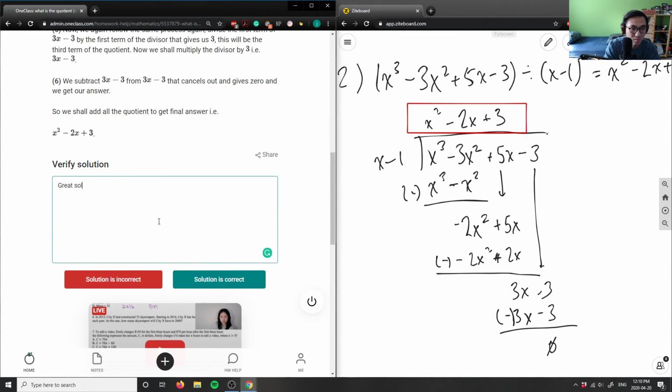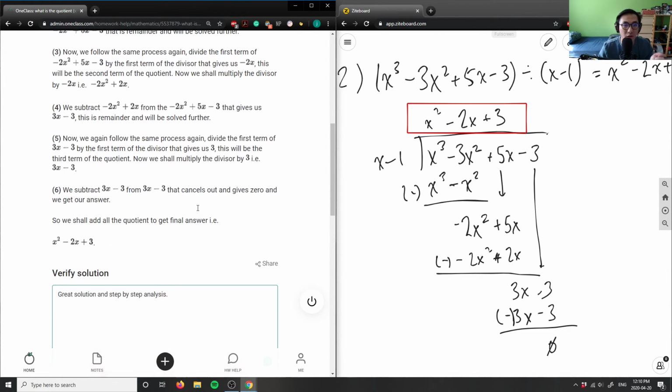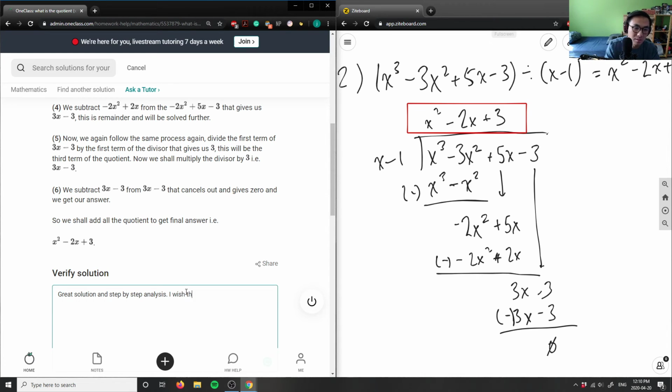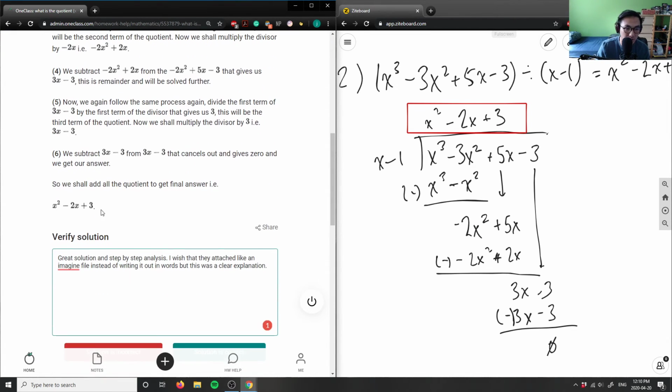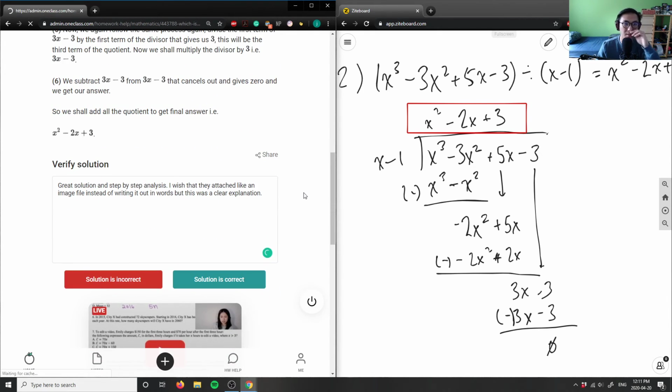Great solution and step-by-step analysis. So this here is a correct solution and analysis. I wish that they drew it out, like attached an image file, instead of writing it out in words, but this was a clear explanation because I could follow these steps. So this here is a great solution, like an image. Oh, this is it. This is an image file. So this solution is correct. That was question 2.